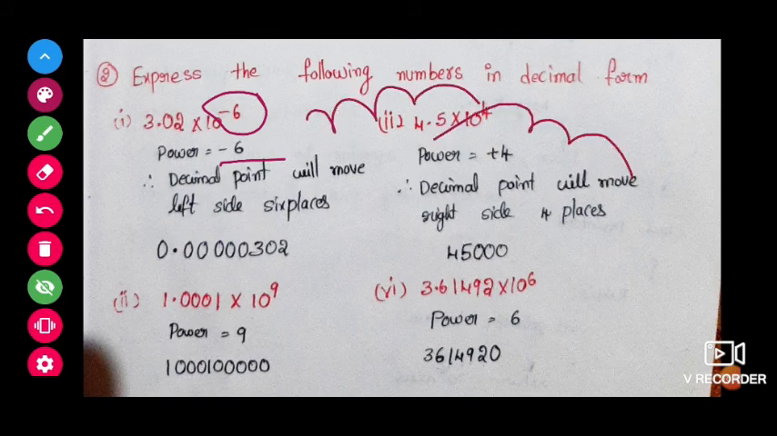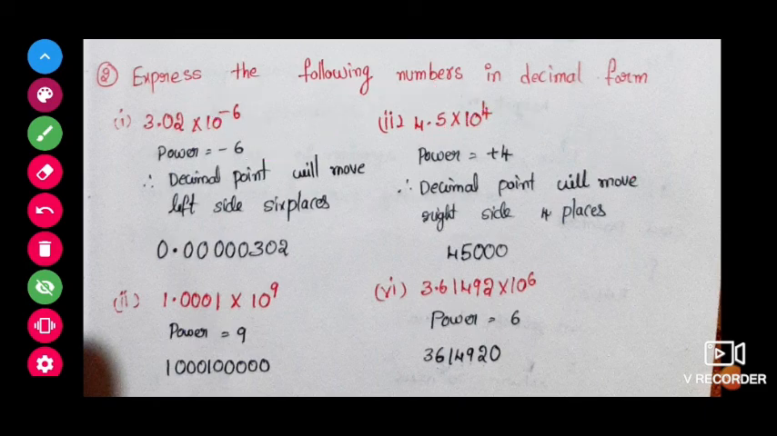Now we have to do the reciprocal, that is, we have to move to the left. So we have to move the decimal point, 3 point, towards the left. How many places? Left side 6 places. So if we move like that, we will get 0.00000302 as the answer.